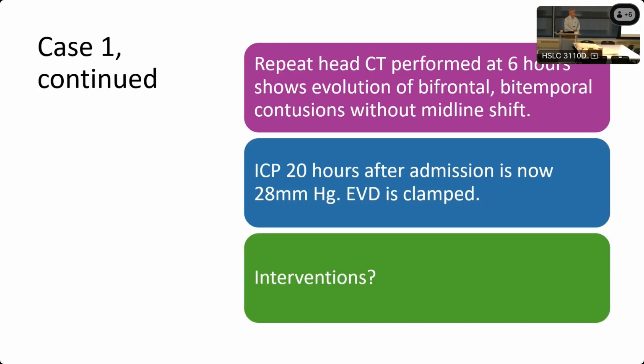We do a repeat head CT. It shows evolution of bifrontal bitemporal contusions without midline shift. The ICP 20 hours after admission is now 28. The EVD is clamped. What are our interventions? What do you do? They say the ICP is 28.